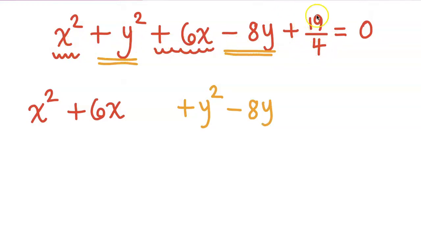Now this doesn't have any variable. This is just a constant, 19 over 4. So what I'm going to do is move this to the other side by subtracting. But look, when you move or subtract that 19 over 4 on both sides, this positive 19 over 4 now turns into negative 19 over 4.